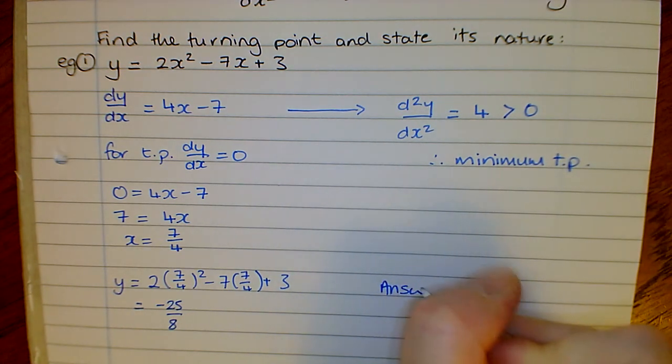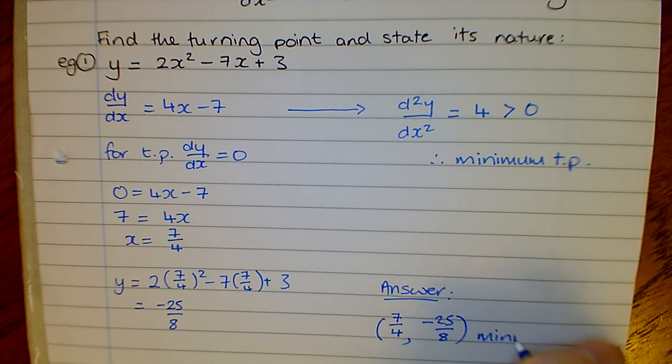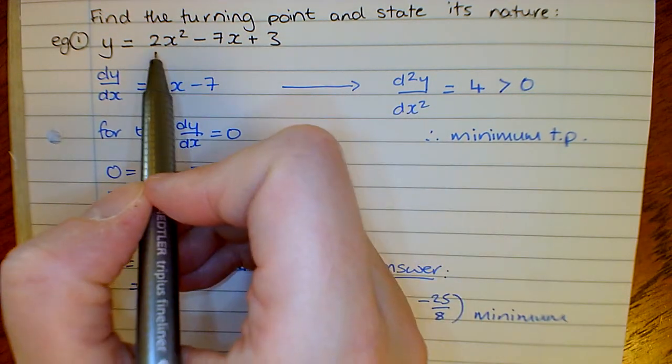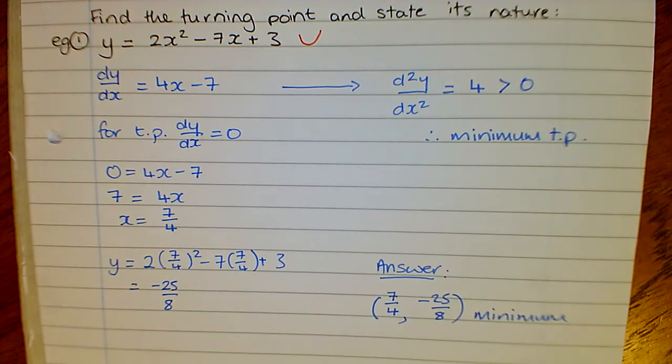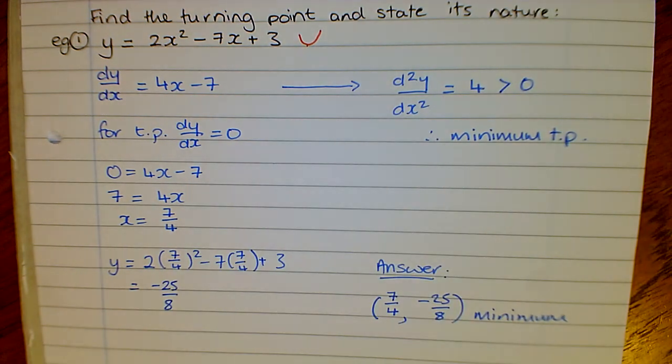So our answer, our coordinate, 7 over 4, minus 25 over 8, and that's a minimum turning point. Also, just think about the shape of the graph. That's a positive x squared, so it's a positive quadratic, so you know it's that sort of shape. It's a smiley face, so you would expect to get a minimum.